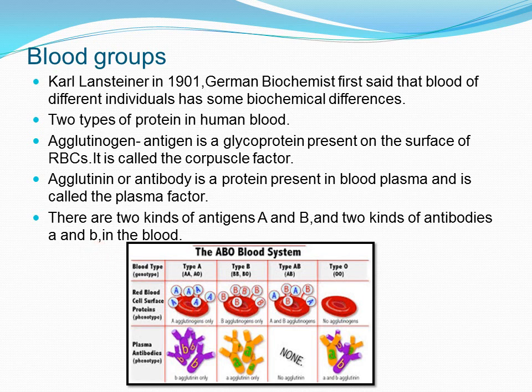Now let us move on to this diagram and see what is happening. Here the blood with antigen A has antibody B. Type B blood having antigen B will have antibody A. Type AB, which has antigens A and B, will not have any antibody. So these are the biochemical differences. And the blood group type O has both antibody A and antibody B.